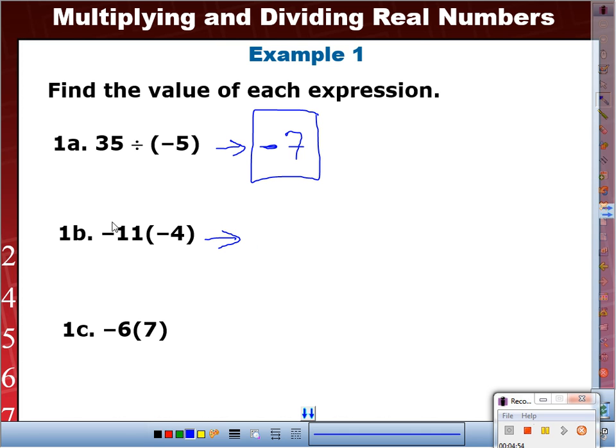Number 2, identify if the result is positive or negative. It's a positive. Compute. 11 times 4, that's 44. We can't simplify, so we're done. And the last one, identify if the result is positive or negative.